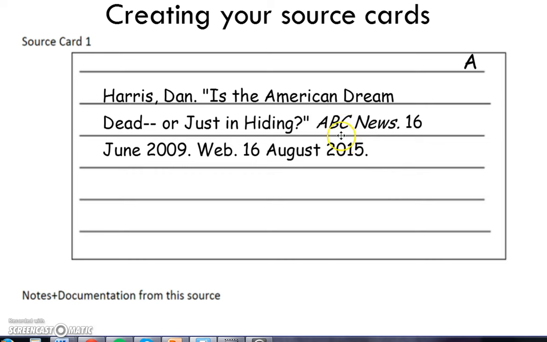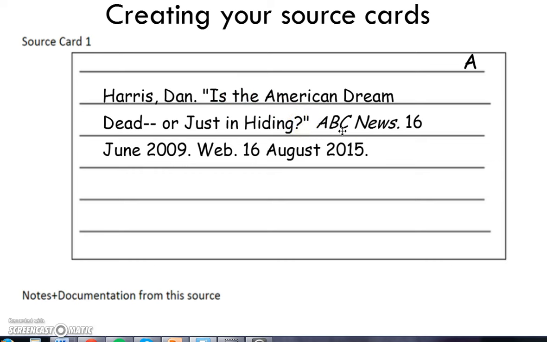That formatting is important once you actually go to type this. Of course, when you're handwriting it, you're not going to be able to do italics, but when you type it, it needs to be quotation marks and italics. So the first thing we had was the author, last name first, and then first name, separated by a comma, and then a period, and then the full title of the article in quotation marks.